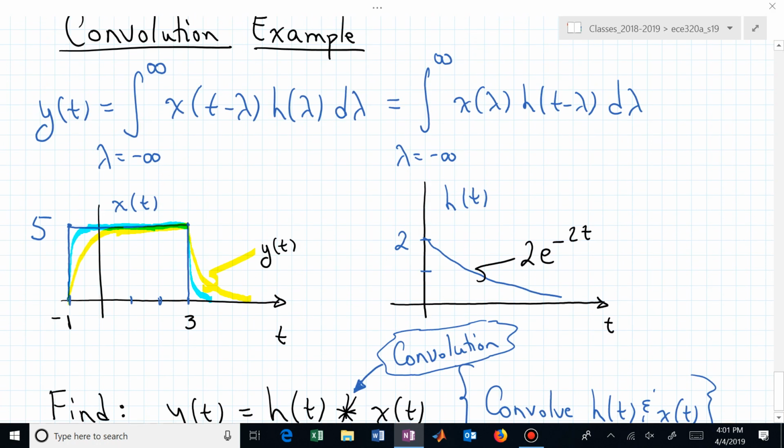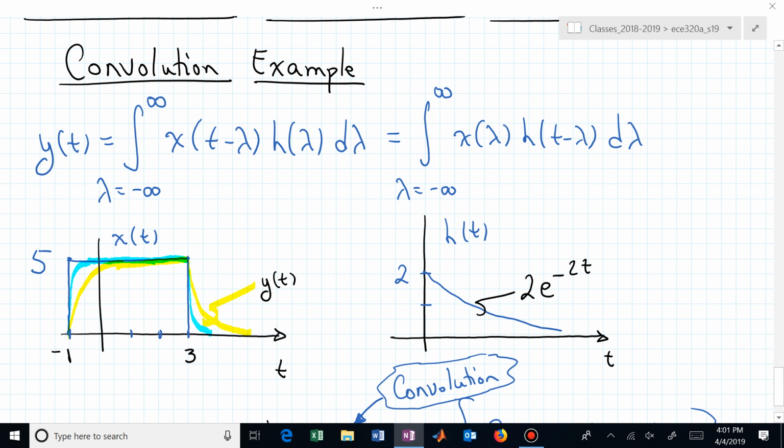So if I'm flipping and sliding x, I'm working with this first integral after y. I'm going to say x of t minus lambda. I now need to find h of lambda. Huh, that's a piece of cake. He gave me h of t. I just have to replace t everywhere with lambda and draw it. So I can find h of lambda pretty easy. So let me write that down.